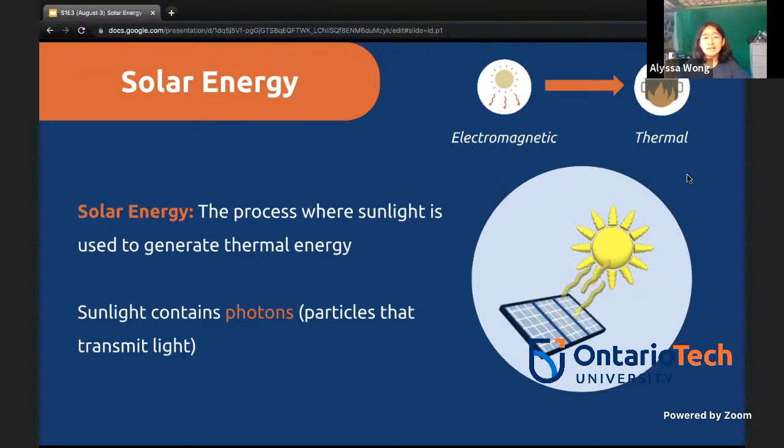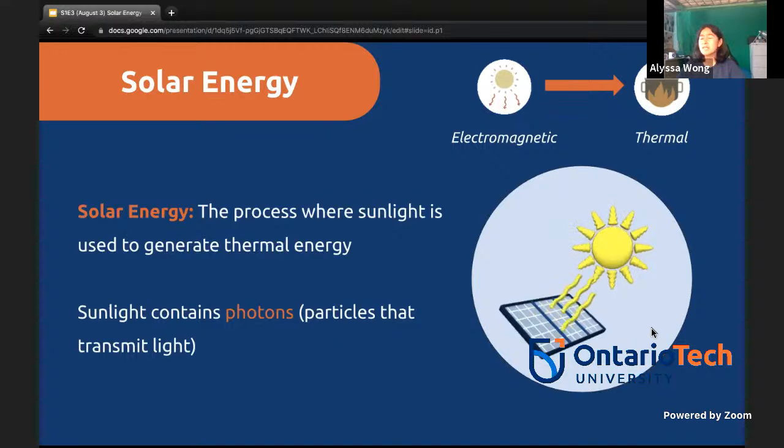What's really interesting is that sunlight contains photons. Does anyone know what a photon is? Has anyone heard of that term before? And if you have, exactly, Nathan and Jason. You've heard of it, awesome. Sounds like most people know what it is. It is on the screen, but I'll briefly explain it for those of you who don't know.